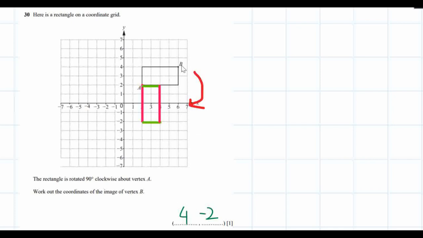So B is this. So B will go to this one. So it's (4, -2). That will be our answer. If you need further explanation about rotation, please feel free to write in the comment section. We will explain to you further with another video.